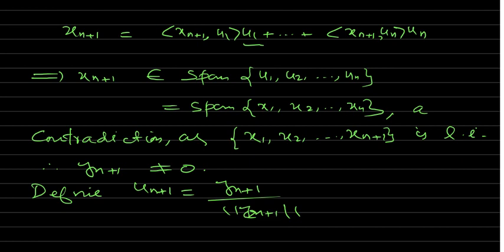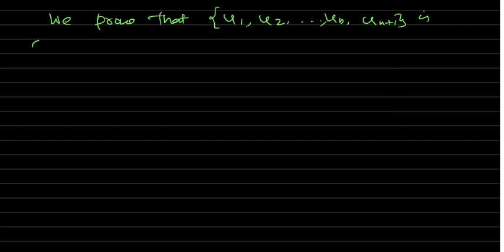Okay, this yn plus 1 divided by norm of yn plus 1. So now what we show, we prove that this set of vectors u1, u2, ..., un, un plus 1 is orthonormal. Yeah, main prove kar raha hu.